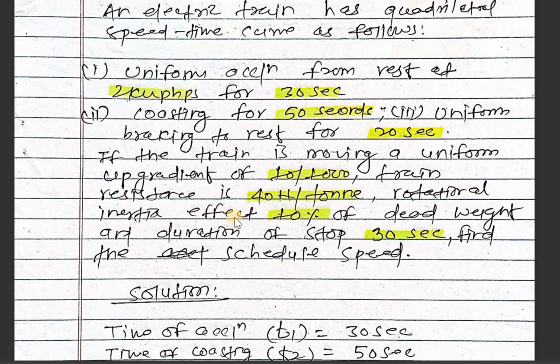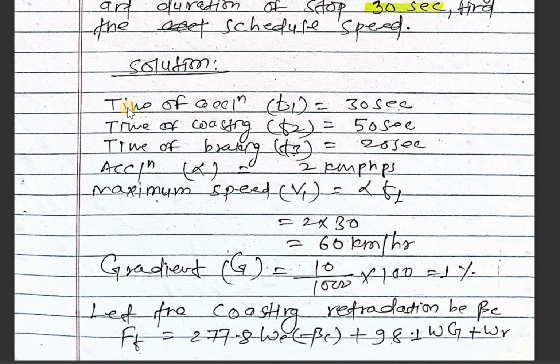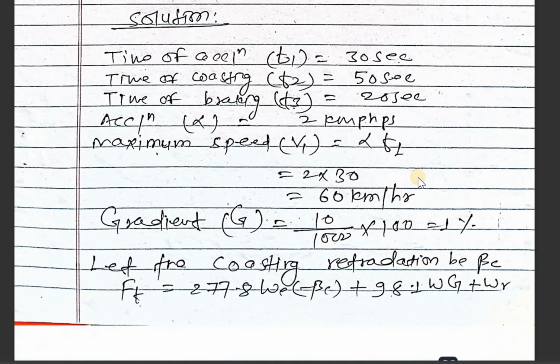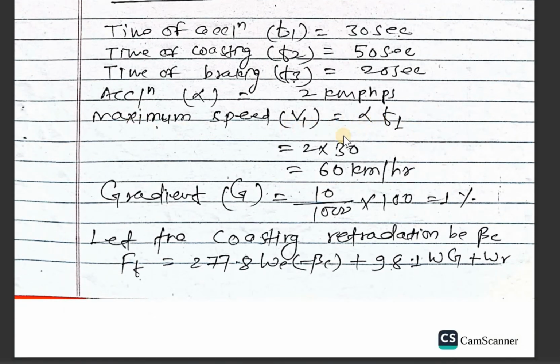Rotational inertia effect is 10% of dead weight, and the duration of a stop is 30 seconds. Find the schedule time. The given data is: time of acceleration t1 is 30 seconds, t2 is 50 seconds, and t3 is 20 seconds. Acceleration is 2 km per hour per second, so v1 equals alpha into t1.